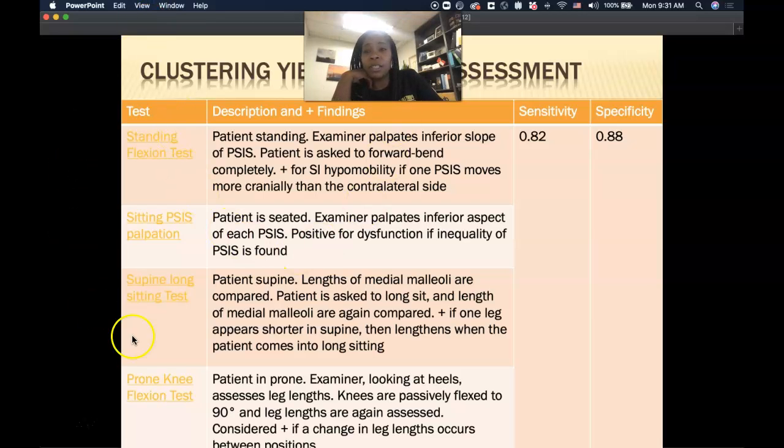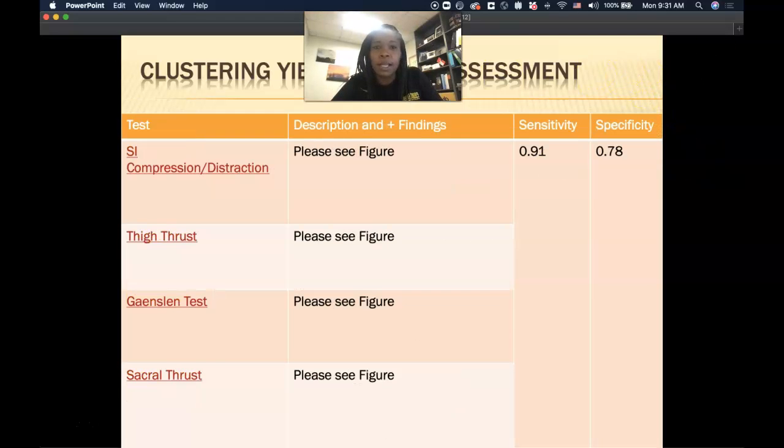But when all 4 are done, and if all 4 are positive, then we're 88% certain that the patient has the pathology. Likewise, if all 4 are negative, then we're certain they don't have an SI joint pathology. So again, you have to treat these as a cluster of tests. You have to do all of these tests together to help you strengthen your diagnostic accuracy. All right. Moving forward, we're continuing on with this cluster yielding of best assessment.